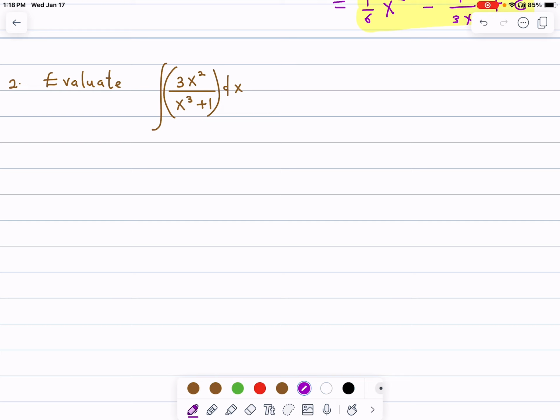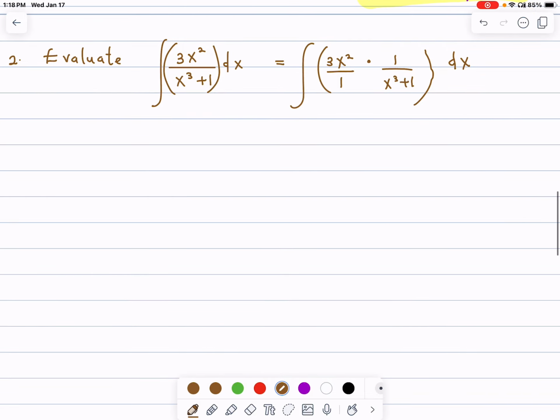So what we are going to do here is use integration by substitution. And how do I know that that's something that we can try? Okay, so I'm going to rewrite this integral as 3x squared times 1 over x cubed plus 1 dx, right? Still the same.